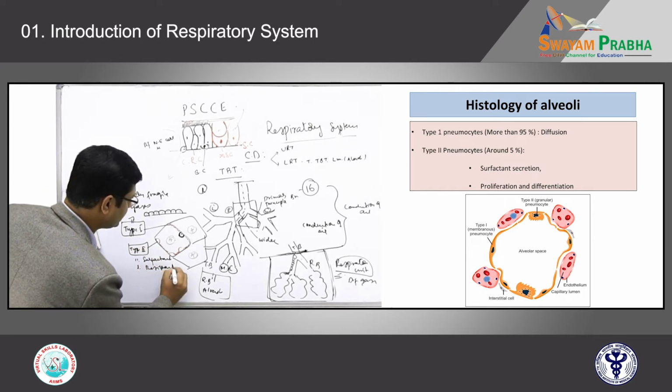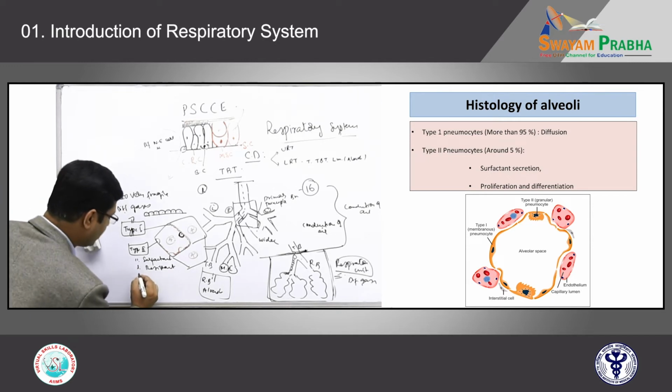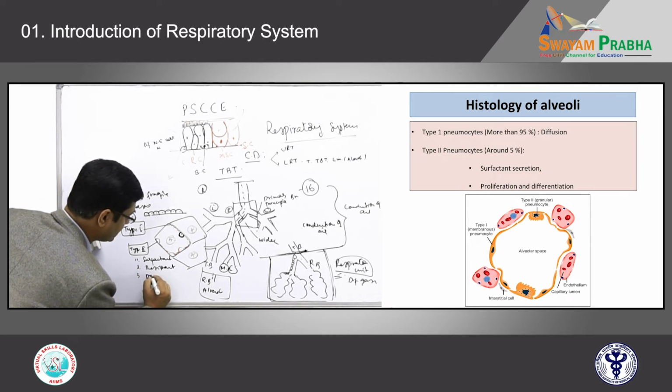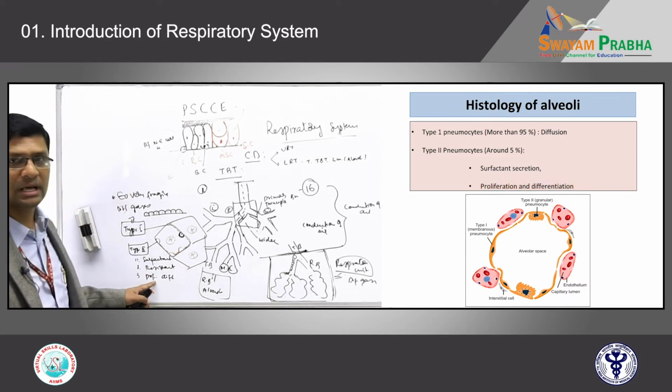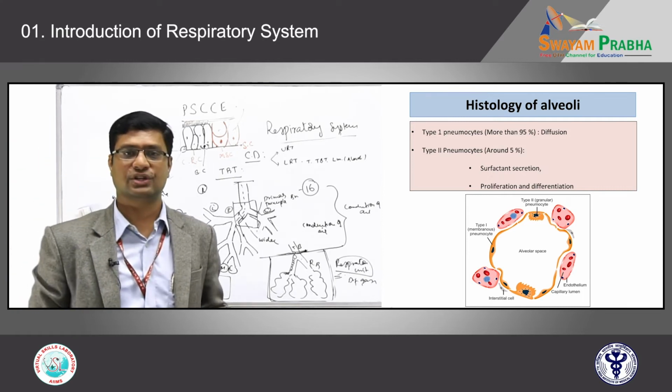They will not die so easily. And the third main function, they have a capacity of proliferation and differentiation. This is very important. They also act like stem cells. The main function of the stem cells is proliferation and differentiation.